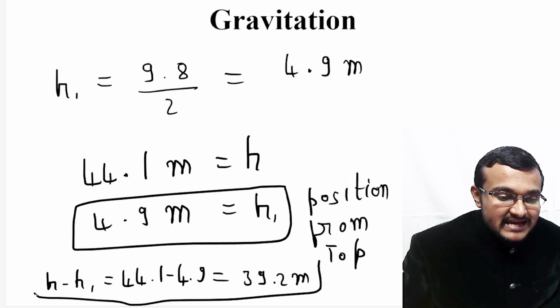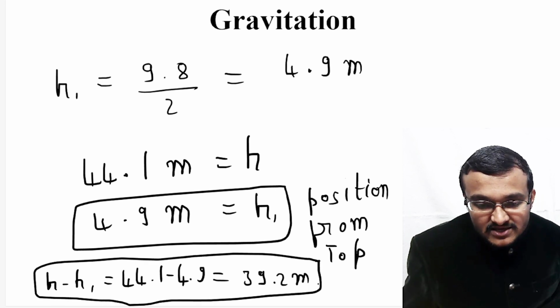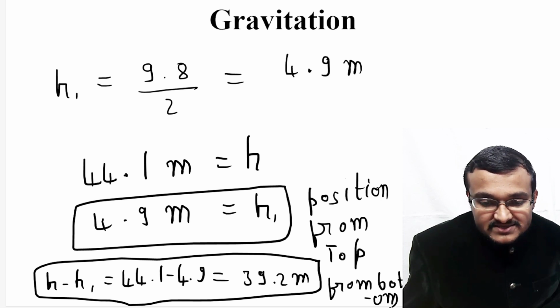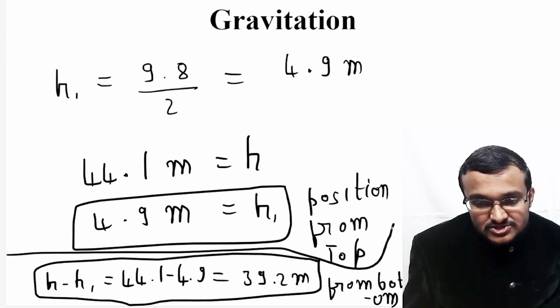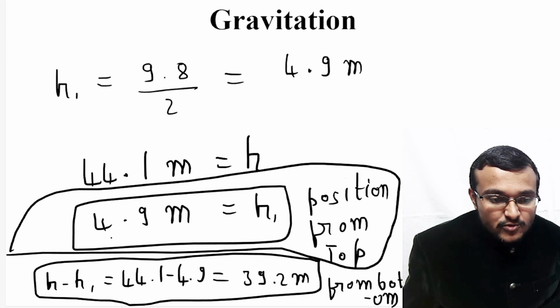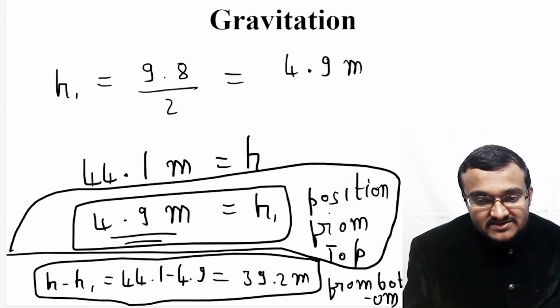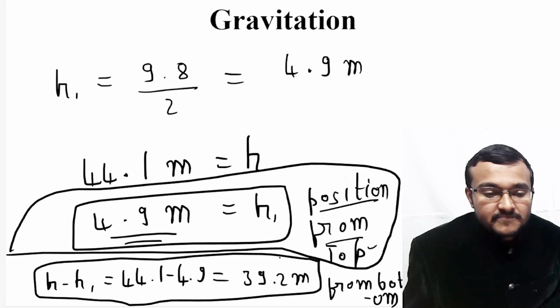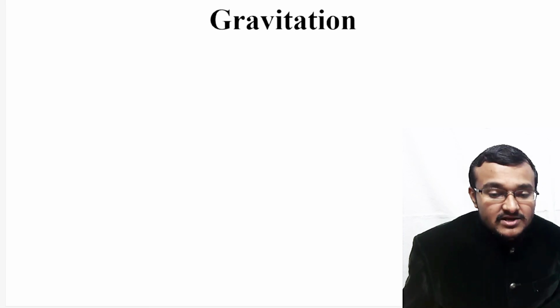So this also can be the answer, but this is from bottom. So this answer is from bottom and this answer is from top. So now here I have two different answers. If you are writing 4.9 meter as the answer, then that is the position from top. If you are writing 39.2 meter, then that is the position from bottom.